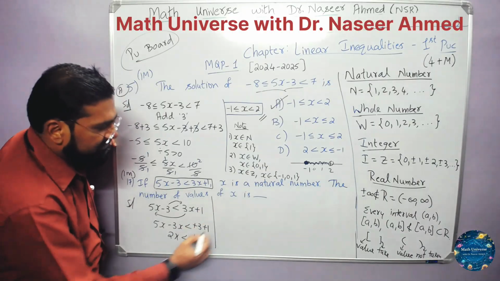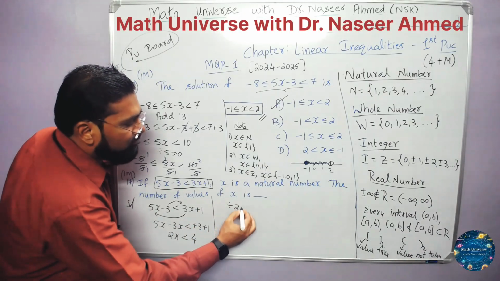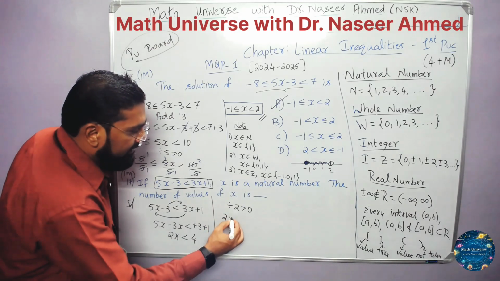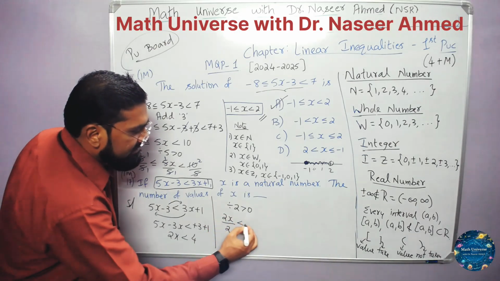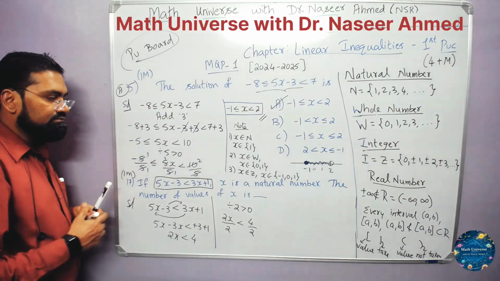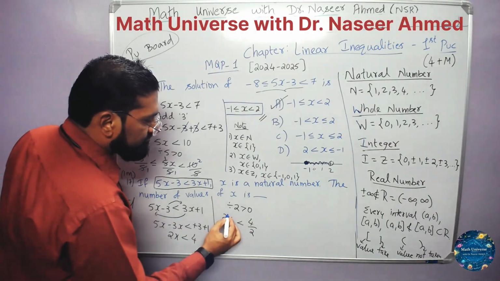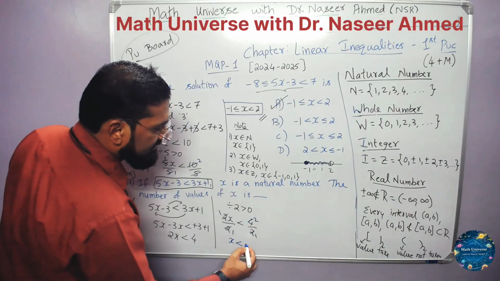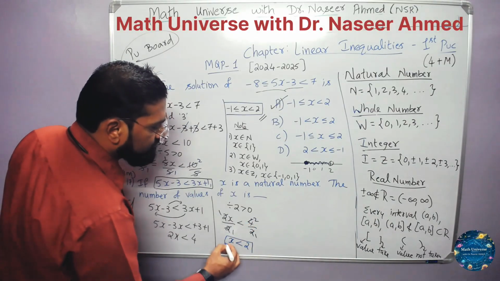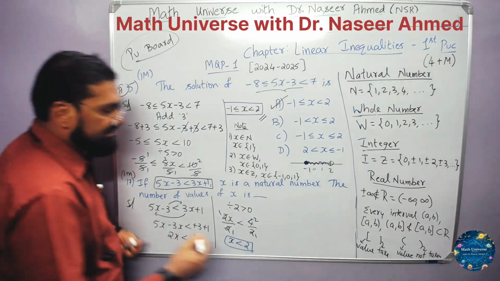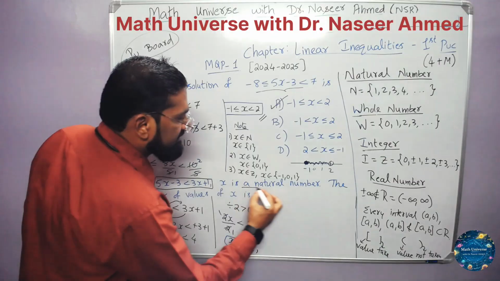I want the value of x, so divide by 2. When I divide by 2, 2 is positive, the inequality will not change. So 2x by 2 less than 4 by 2. Now simplify. 2 ones are 2, 2 twos are 4. So x is less than 2. And don't forget, the question says x is a natural number.